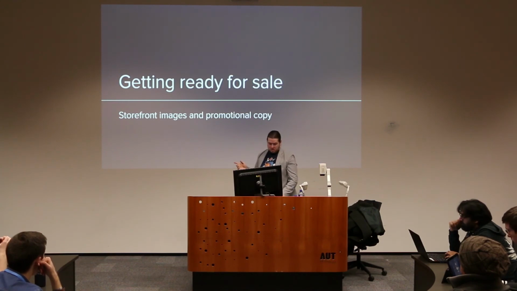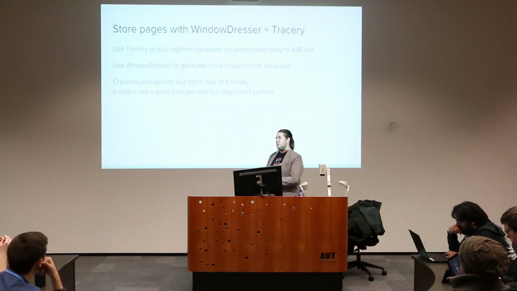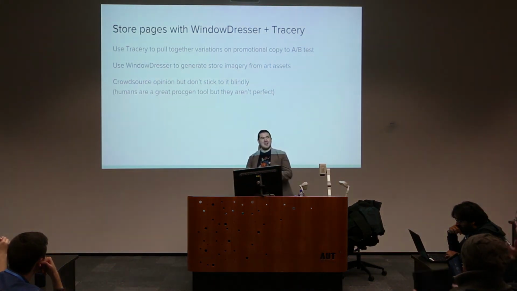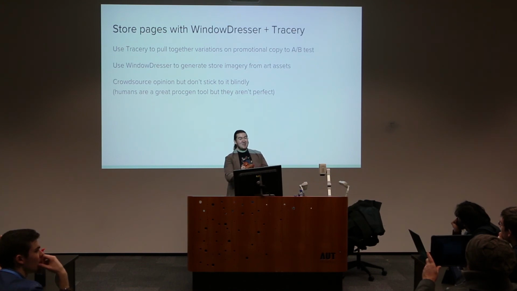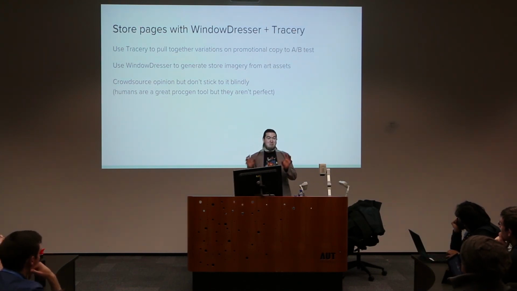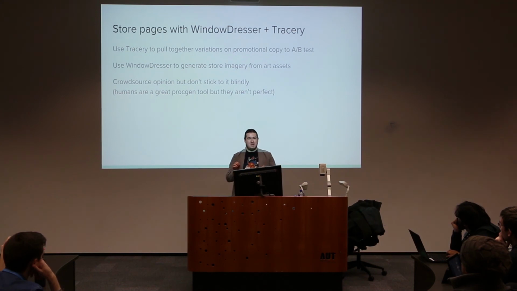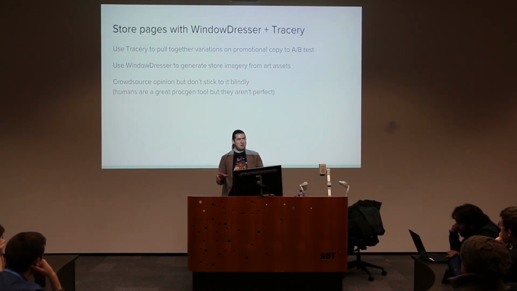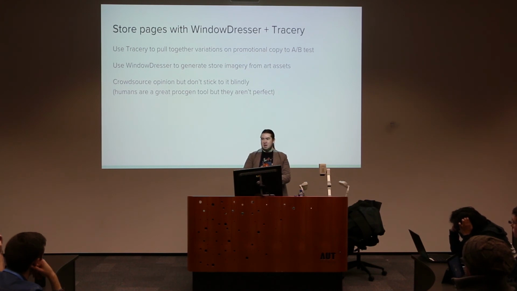Getting ready for sale, I mentioned doing window dresser. You can also use Tracery to procedurally generate your storefront page text. But don't just generate a bunch of garbage and throw it on the store. Use procedural generation to put together a bunch of phrases that you think work, and then put them in different order, and then test all of them with a whole bunch of different people and see what actually sticks. Then pick from there what actually works and use it.